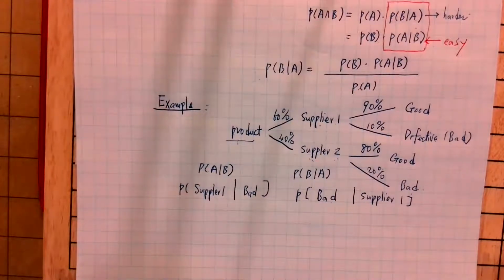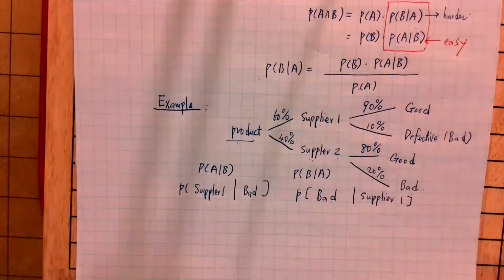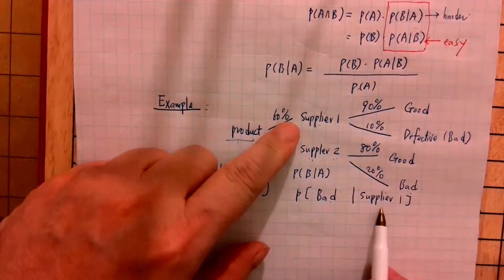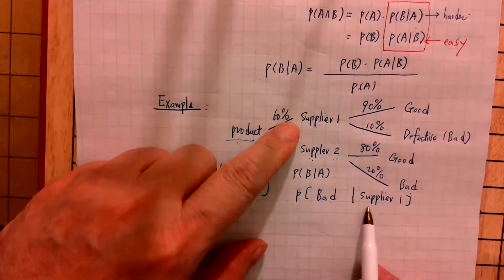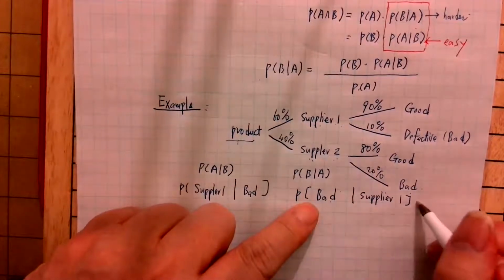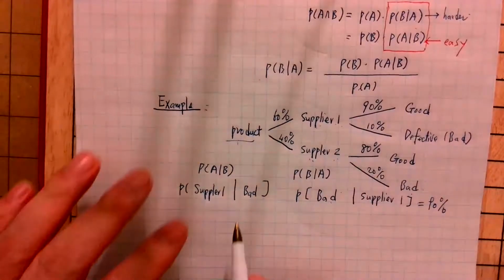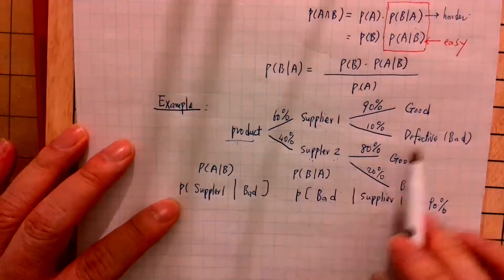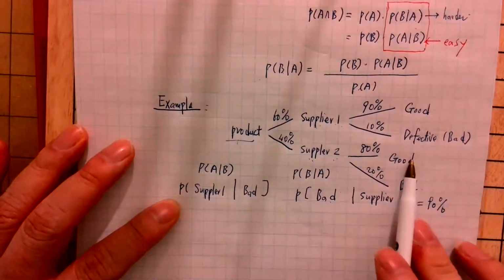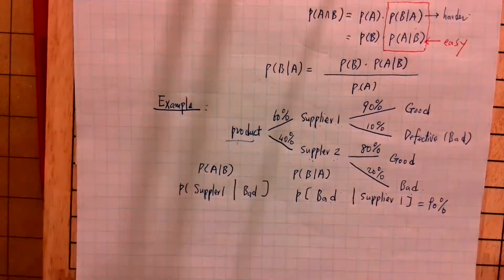Somebody answer my question. Tell me, which one is easier? This is easier or this is easier? The second one is easier. Why is the second one easier? Because you follow the tree diagram, the information provided. If this is from supplier one, how likely is it bad? Well, that's 10%. This one is harder because it doesn't follow the tree structure. So to find this conditional probability, we need to use what? Bayes' theorem.